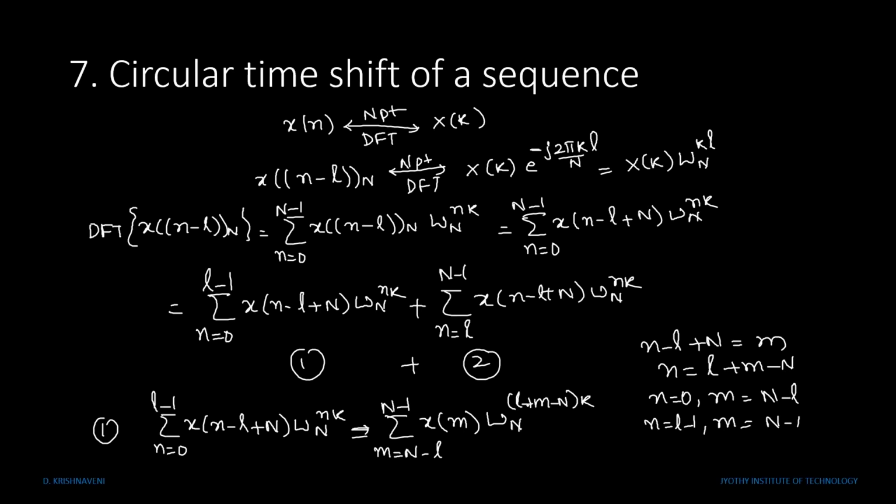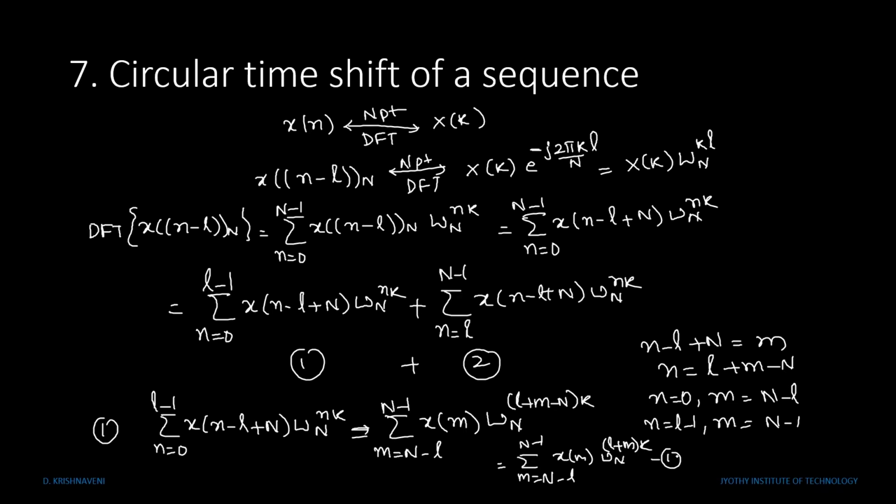Now, when I split this, I know W_N to the power of minus nk is equal to 1. So this particular summation, I can write it as, this is equivalent to writing it as summation m is equal to N minus L to N minus 1 x of m W_N to the power of (L plus m) into k. So this is the first one.